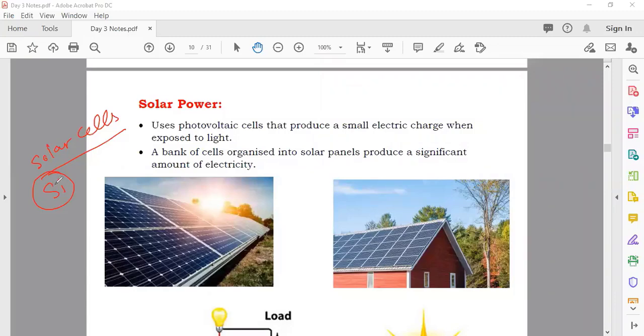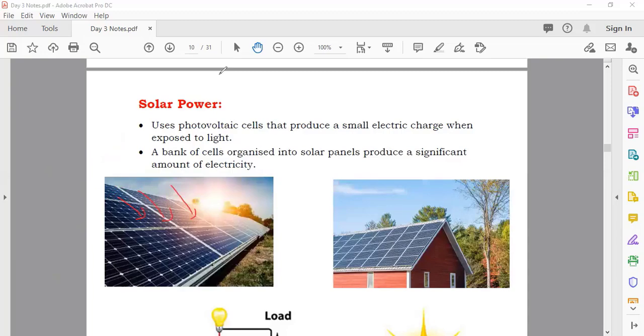Can you tell me? Non-metal? No. Both are wrong. They are metalloids. They are semi-metals. In chemistry, you have this: semi-metals. They are metalloids, meaning elements which have properties of metals as well as non-metals. Silicon and germanium are semi-metals. So the cells are mainly made of silicon. And when the light falls on these solar plates, they convert it into electricity.